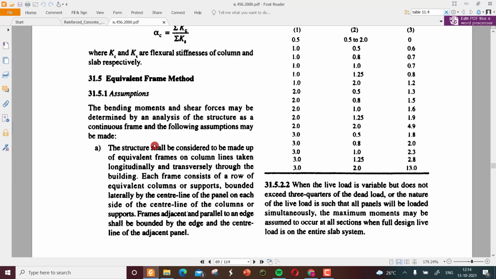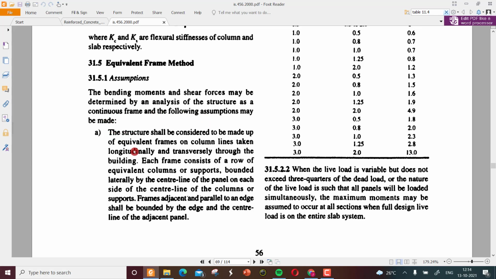The direct design method, if you remember, had some Codal provisions which directly give the values by which you can get the design moments. So the basic assumptions include the structure shall be considered to be made up of equivalent frames on column lines taken longitudinally and transversely through the building.